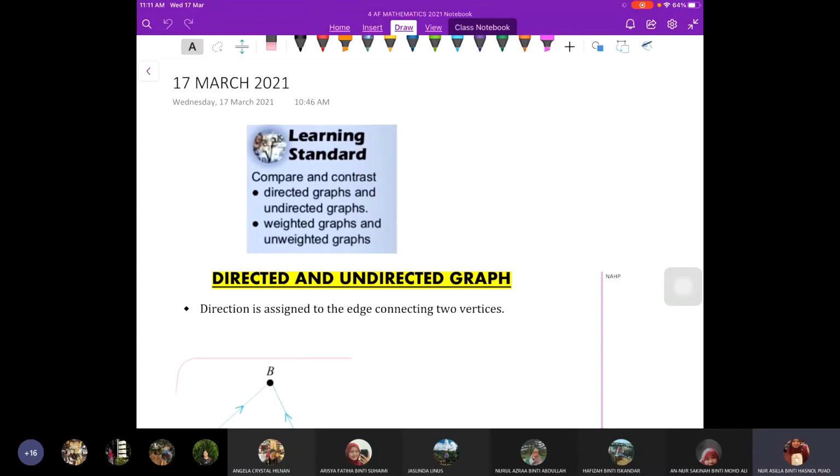Hopefully dah lah. Okay, last week kita dah cover the first bit of intro to network in graph theory, dan kita belajar about multiple edges and loops.